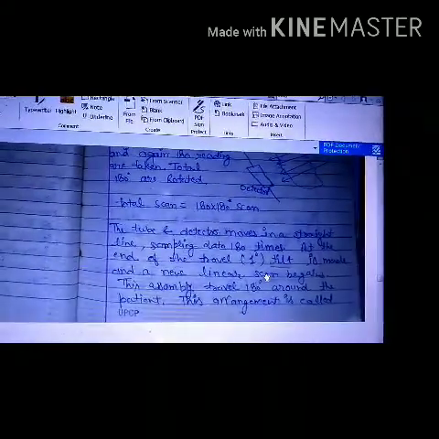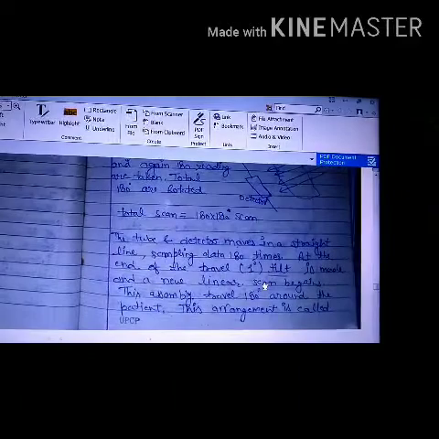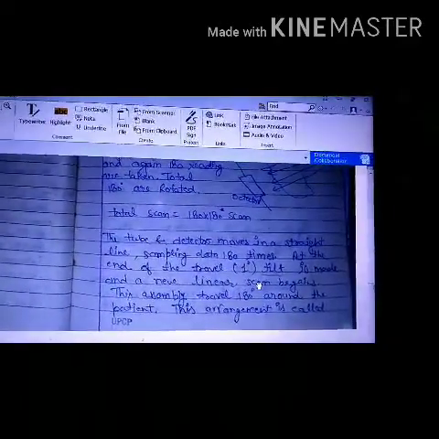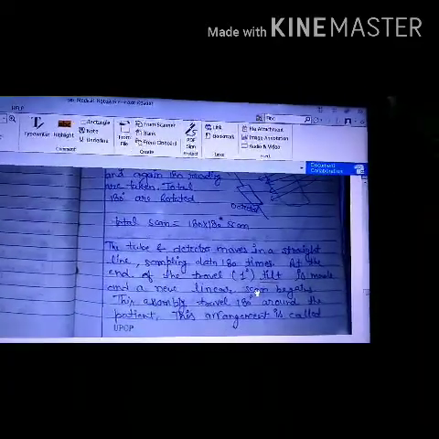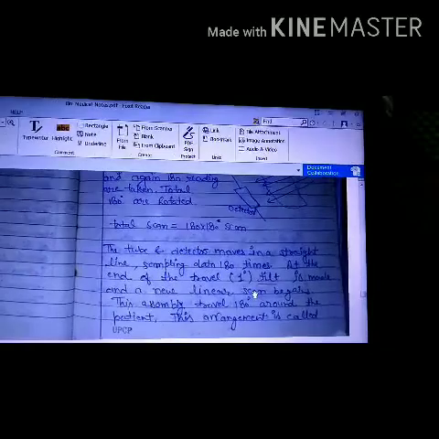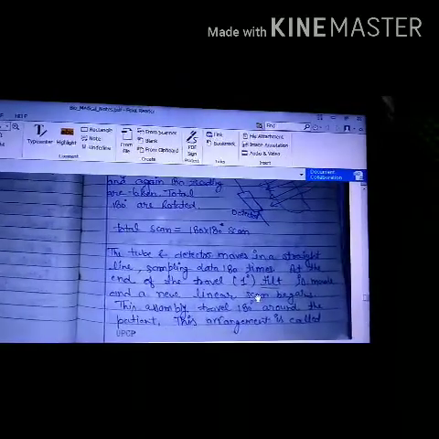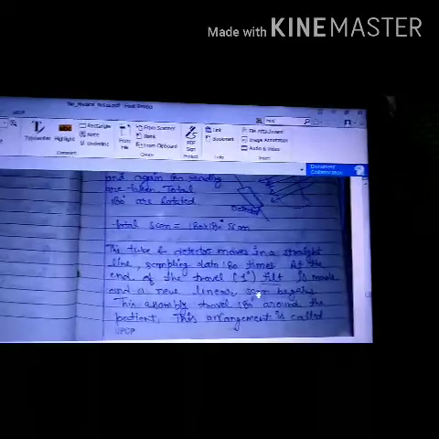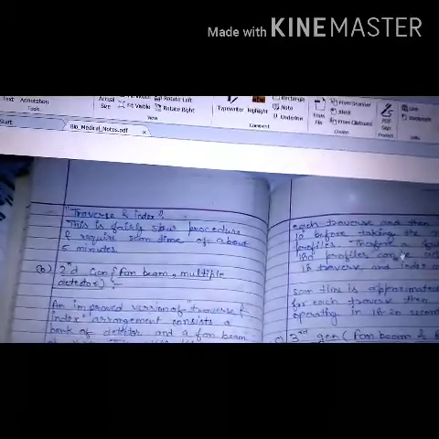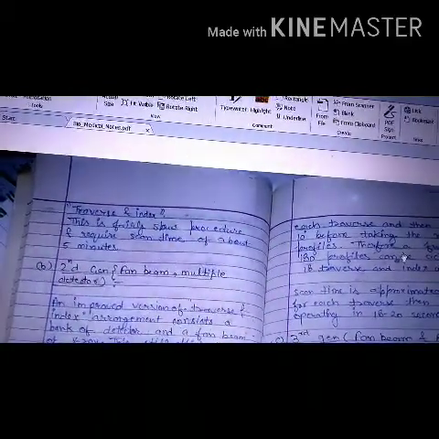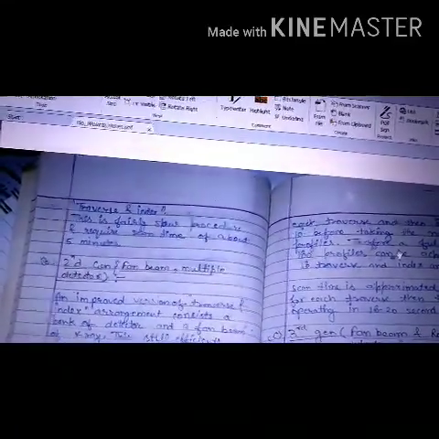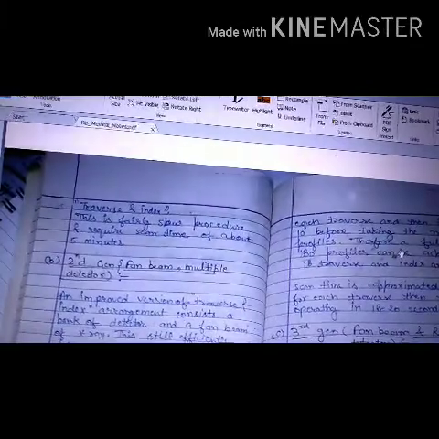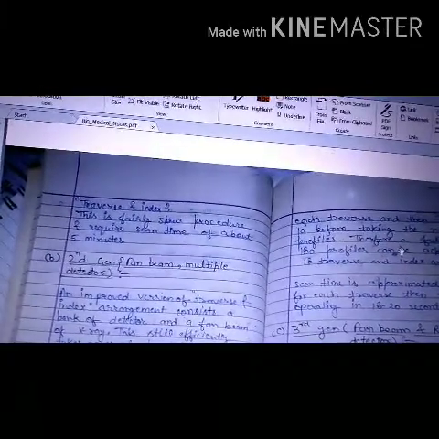So the total scans that we were taking were 180 into 180 scans. Now the tube and the detector move in a straight line and sample data 180 times. At the end of each degree, a tilt is made and a new linear scan begins. This assembly travels 180 degrees around the patient. This arrangement is also called traverse and index, but this was a very slow procedure and required a scan time of about 5 minutes. That was a very big disadvantage of this particular system.